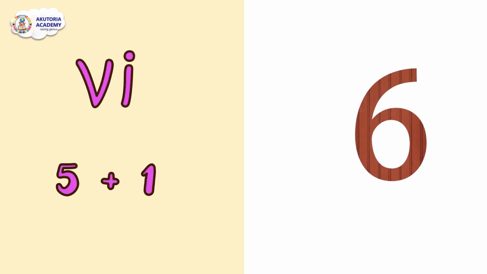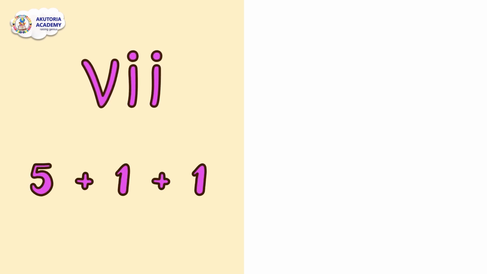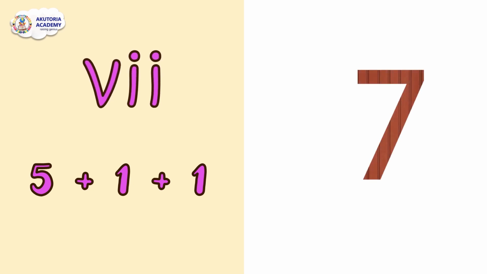VI. V is at the left hand side and I is at the right hand side, so we sum them together, which is 5 plus 1, and it gives us 6. VII. We have two I's at the right hand side, that means we add 2 to 5. 5 plus 1 plus 1, which is 7.